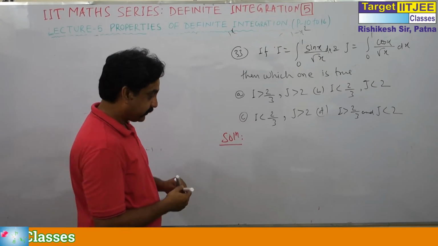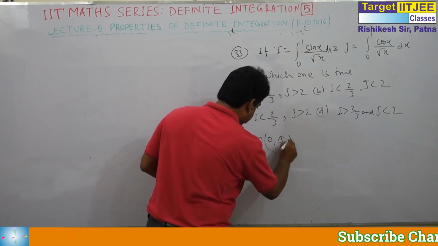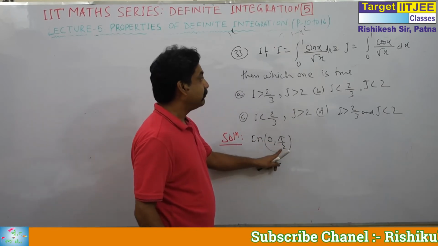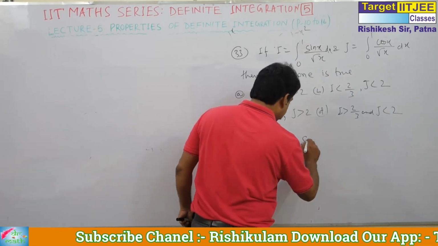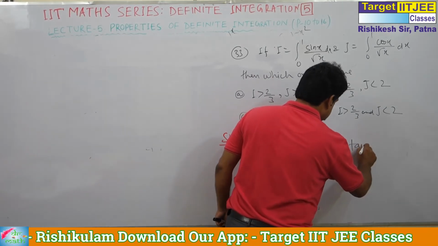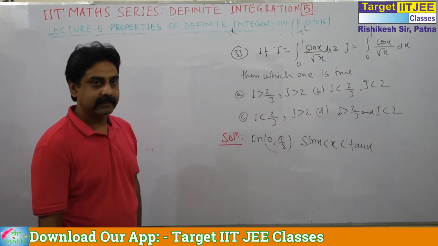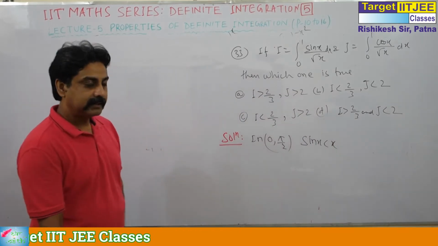So see, in (0, pi/2), when the interval is 0 to pi/2, this is 0 to 1.57 and this is 0 to 1. So this will work. In (0, pi/2), sin x is less than x. Actually the whole inequality is sin x less than x less than tan x. But our requirement is sin x less than x.